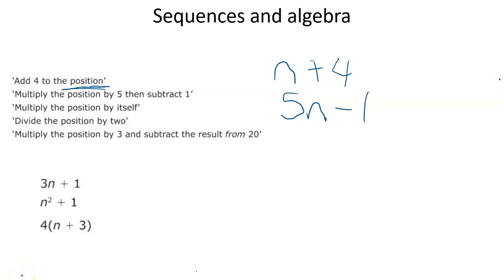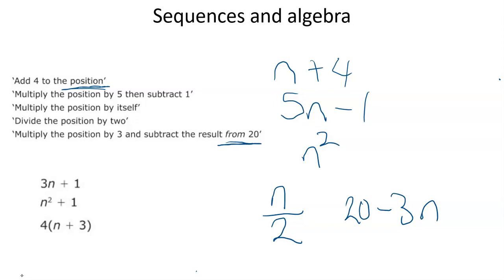Next example, multiply the position by itself. Well, the position is n, and if you multiply something by itself, it's squared. And that's it, n squared. Divide the position by 2, so the position n divided by 2, nice and straightforward. Multiply the position by 3, so 3n, and subtract the result from 20. So that means 20 take away 3n. We're subtracting this from 20.